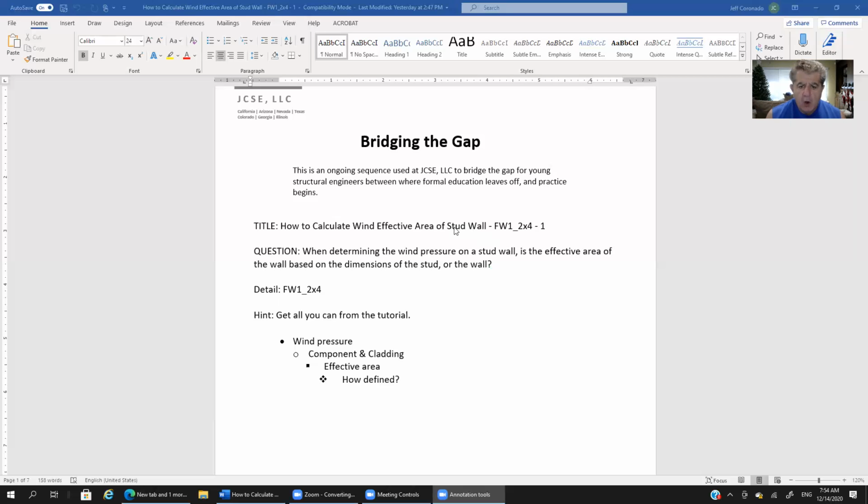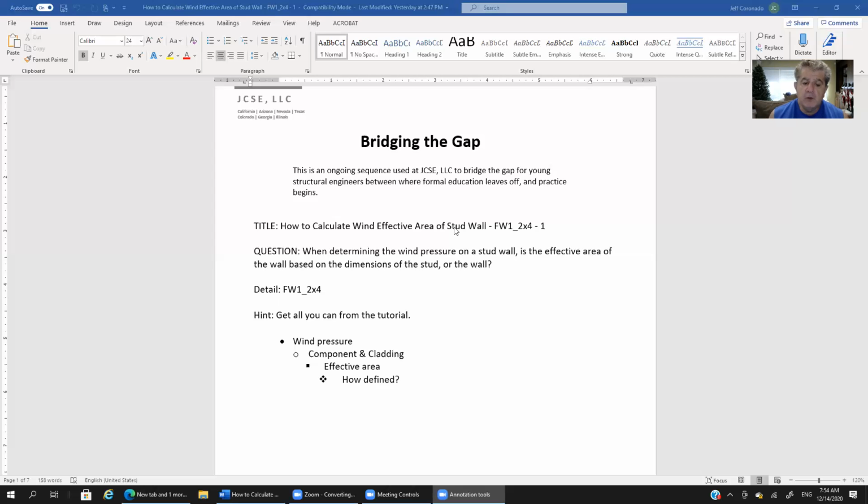Okay, so we're calculating wind effective area. So we're dealing with wind pressures. When we deal with wind pressures, I think it's fair to say that in practice we divide wind pressure into two types. There is wind on the main wind force resisting system, and then there are wind forces on your components and claddings. That's how the code divides it.